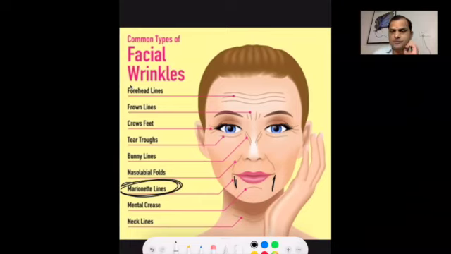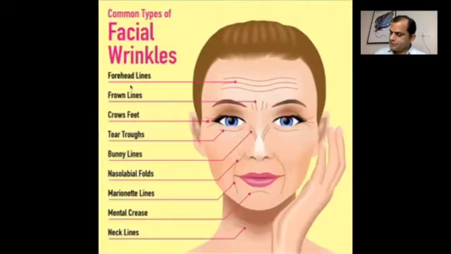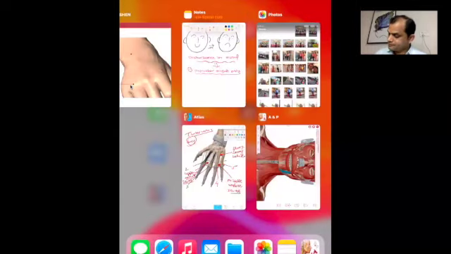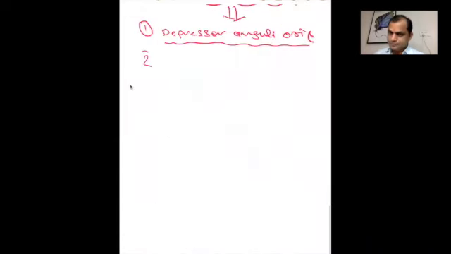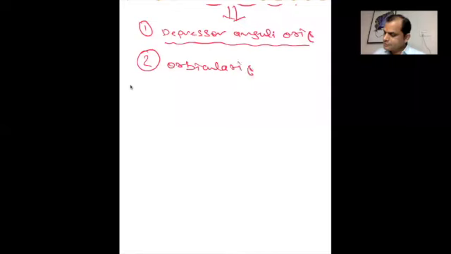So we can see the results of depression, sadness, and we will shortly discuss how we can remove the marionette lines with our facial therapy. Now, if someone is in depression, the second muscle involved is called orbicularis oculi.